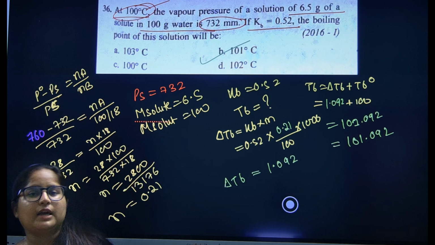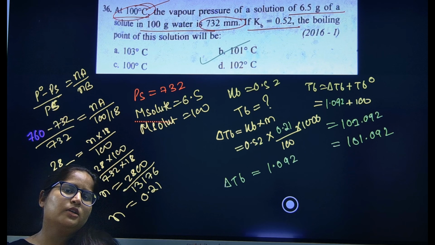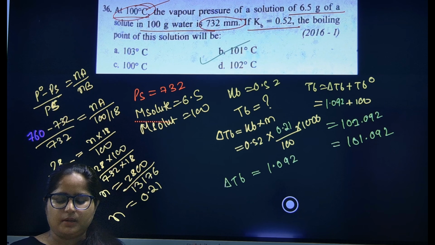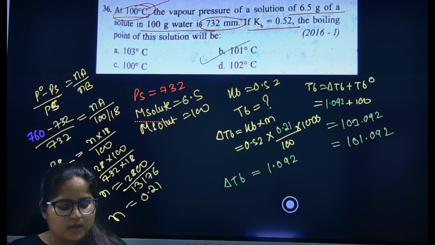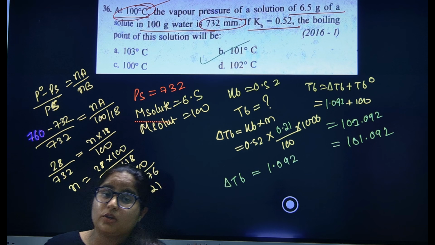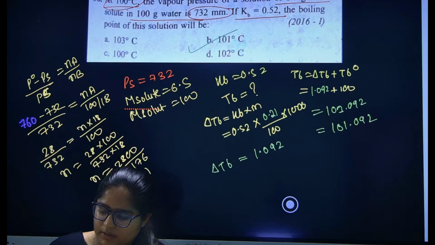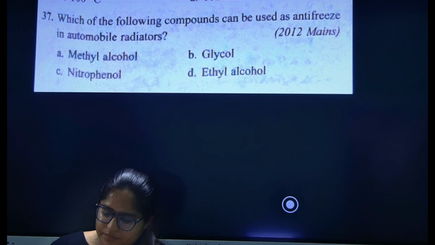So a little bit of calculation was there, but it's simple. From the pressure, using RLVP, we found the mole. From mole we found molality, then delta Tb, then from delta Tb to Tb. So it is a little lengthy and calculative but not difficult. Again formula based. We will keep it at a moderate level. Okay. Next.